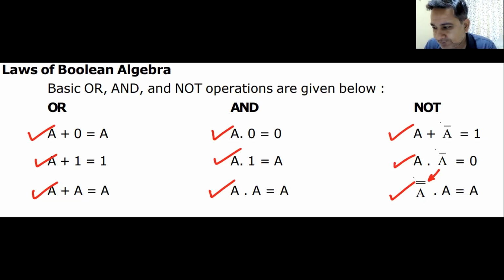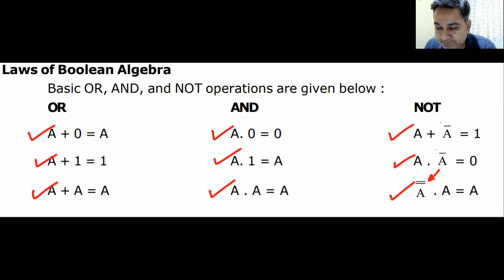That's it. A dot A complement is 0. You take A as 0. 0 dot 1 is 0. So that is the result in the second case. Do you understand this? Yes, sir. A can be anything. A can be 1. A can be 0. So just put the values and see the answer. Okay? Got it?